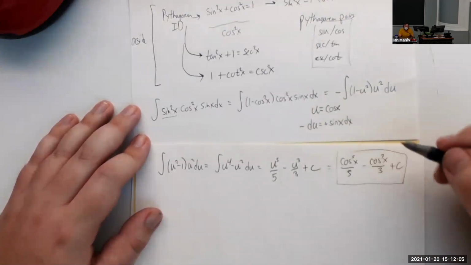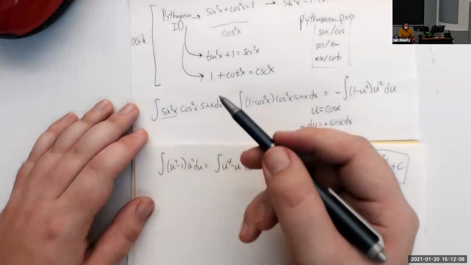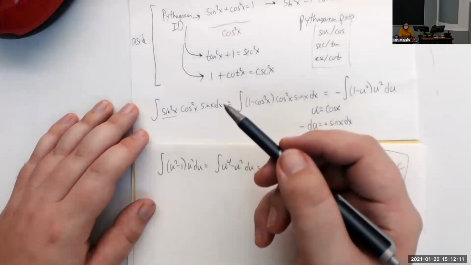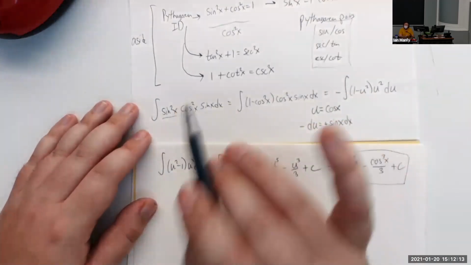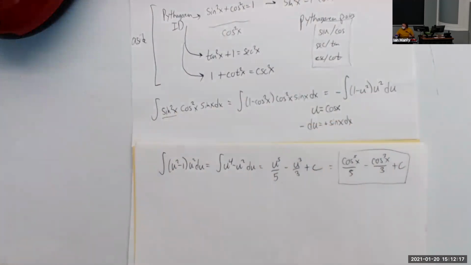And there we go. So that's how we're able to integrate a product of sines and cosines as long as one of them has an odd power to begin with. We do need that to be true. As long as one of them has an odd power, we're going to be able to do this. All right, let's look at one more example, and then I'll have you guys try one.